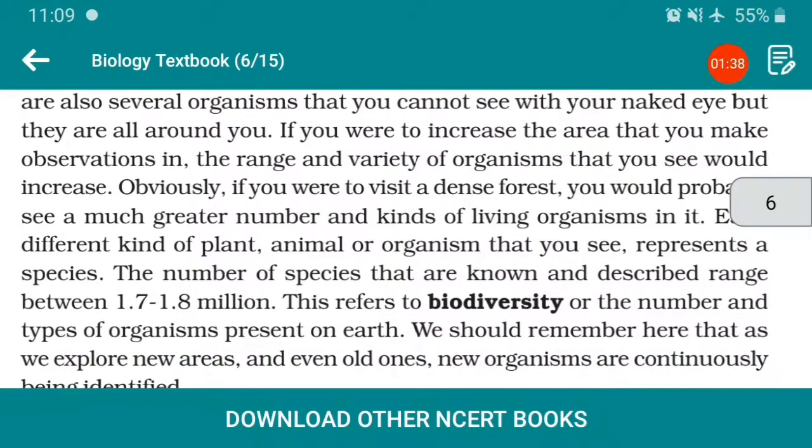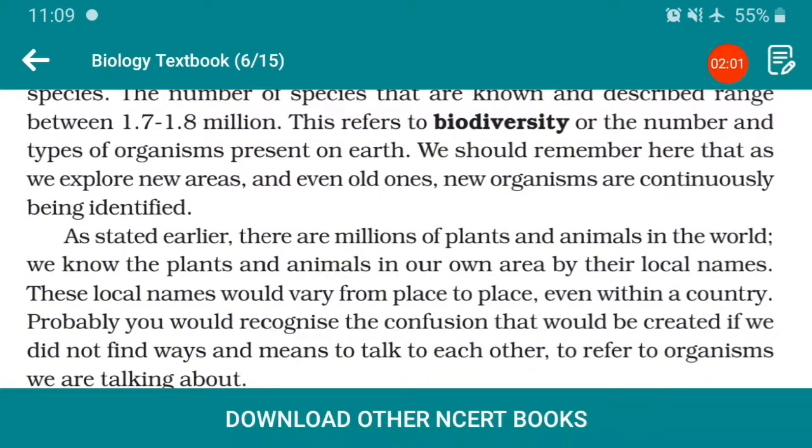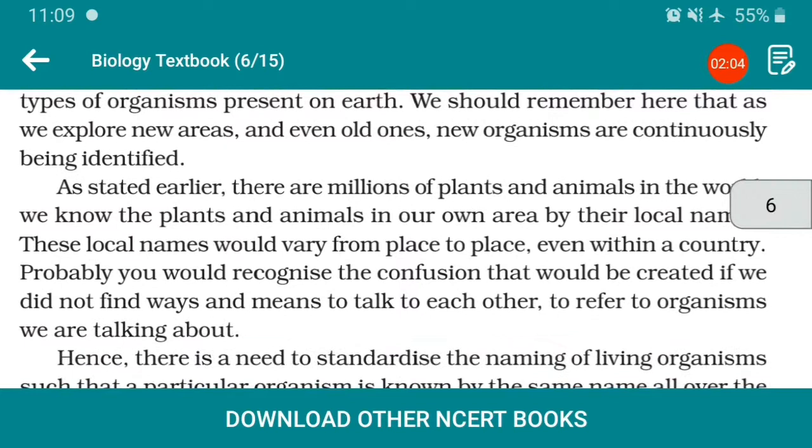Generally, the number of species that are known and described ranges between 1.7 to 1.8 million, and this is referred to as biodiversity, or the number and the types of organisms present on the earth. When we discuss diversity, there are millions of plants and animals in this world. We know the plants and animals in our own area by their local names. These local names would vary from place to place.